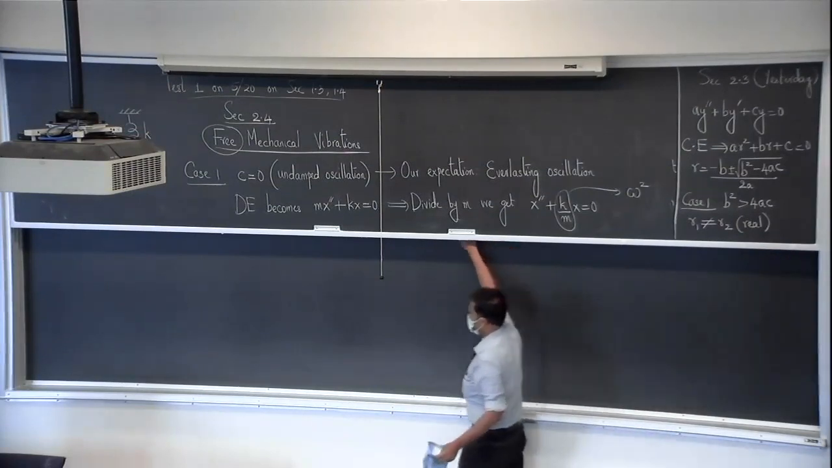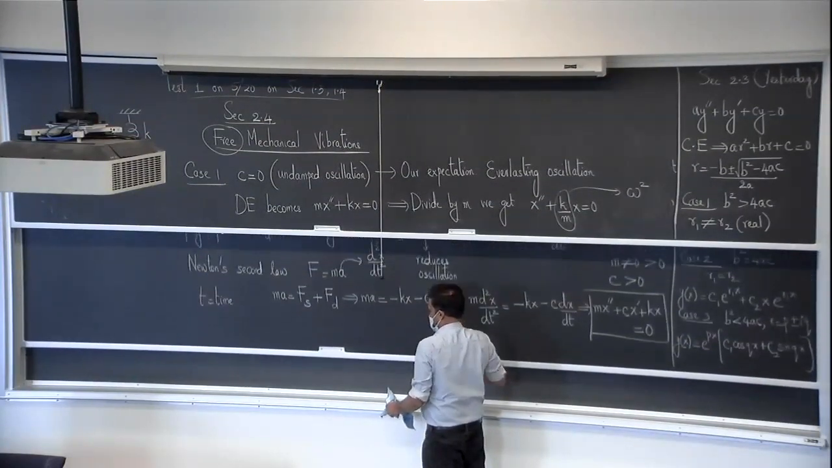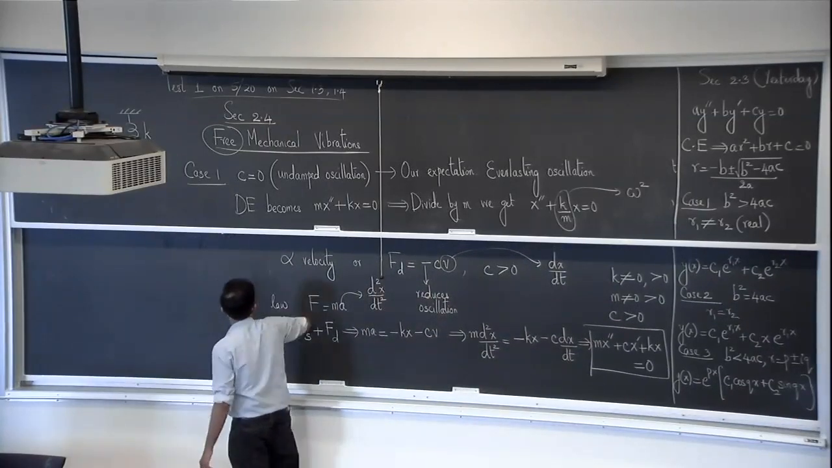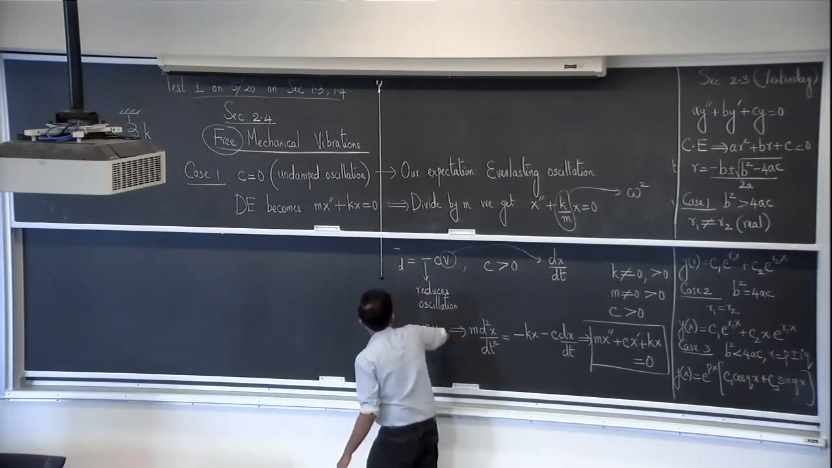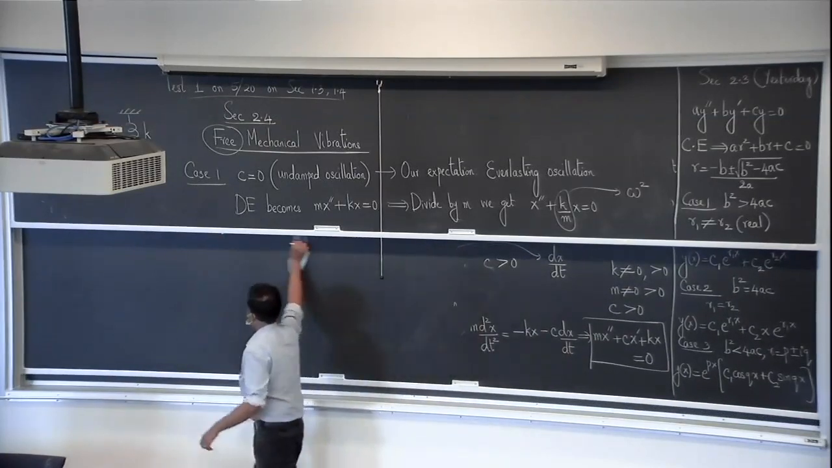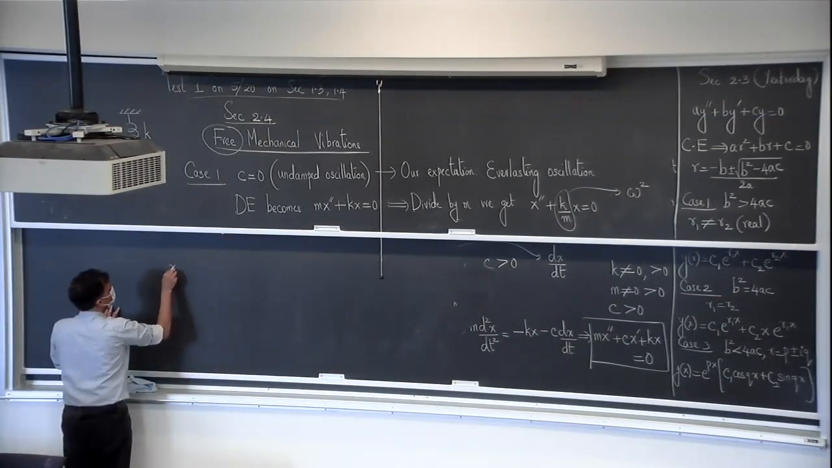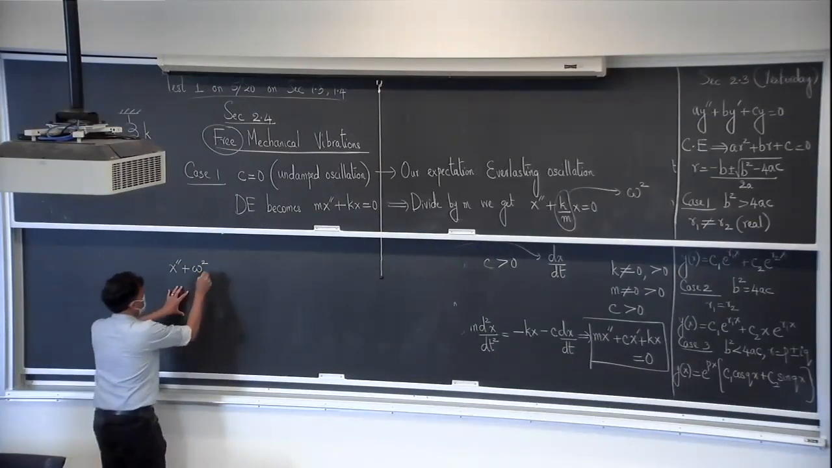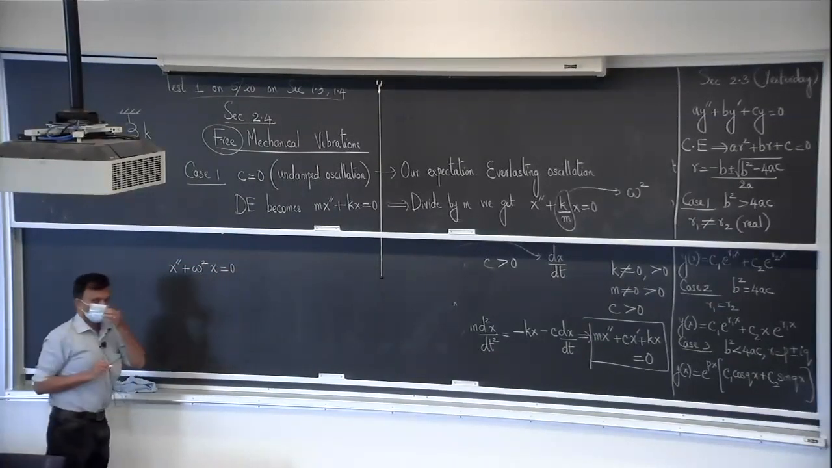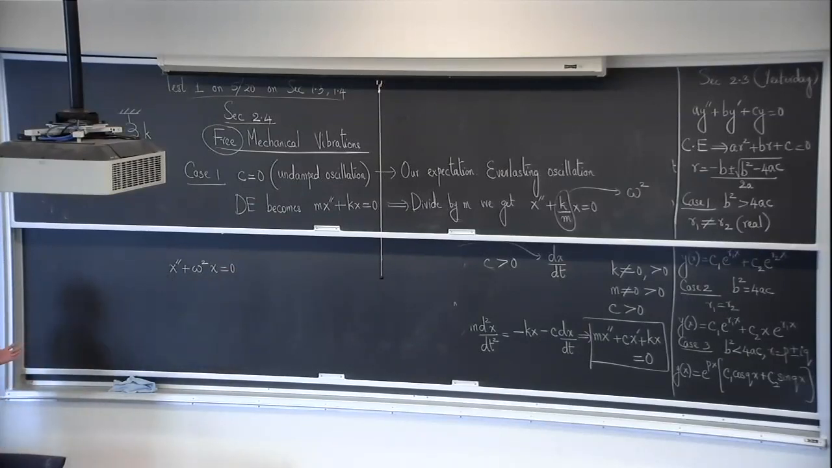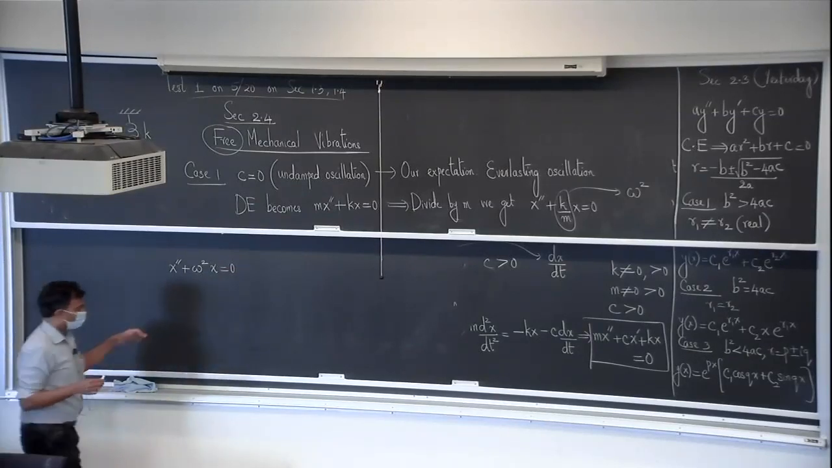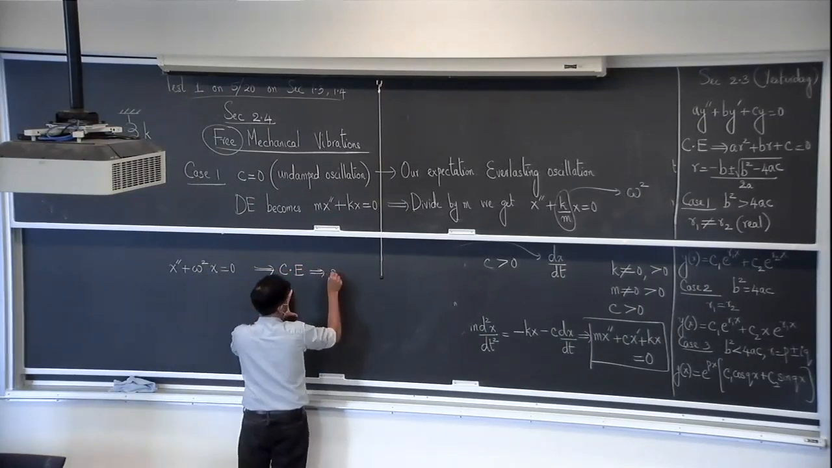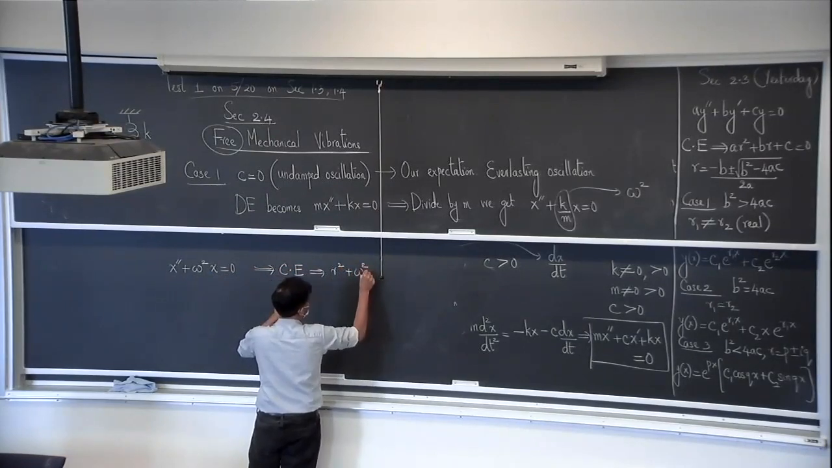All right, so the differential equation becomes x double prime plus omega square x equal to 0. So it's a second order differential equation. You could write the characteristic equation like we did yesterday. This is going to be r square plus omega square equal to 0.